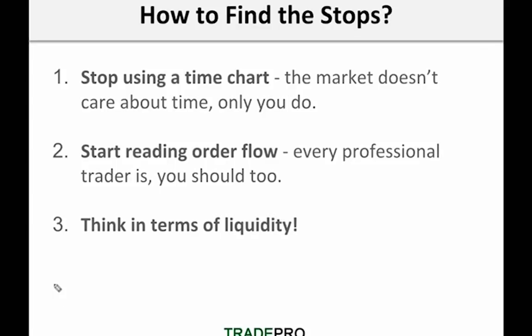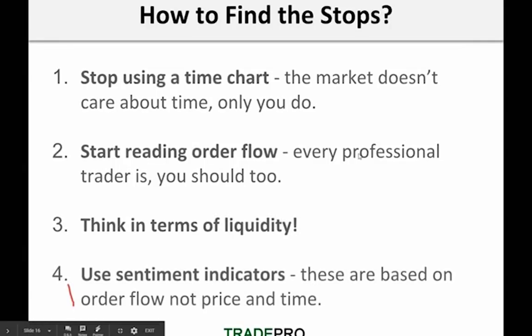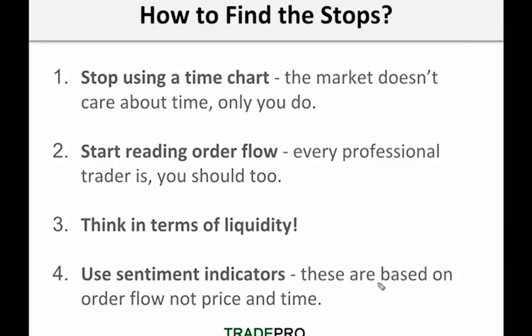I'll give you a quick little trick as a bonus tip. Number 4. Let's say, use sentiment indicators that are based on order flow, not price and time. Scratch out number 4. I'll give you a better number 4. If you're looking to buy a stock, think about being a seller and you're already short. And you ask yourself, if I'm short from 10 points above, am I getting out of this trade, or will I be a little bit more patient?